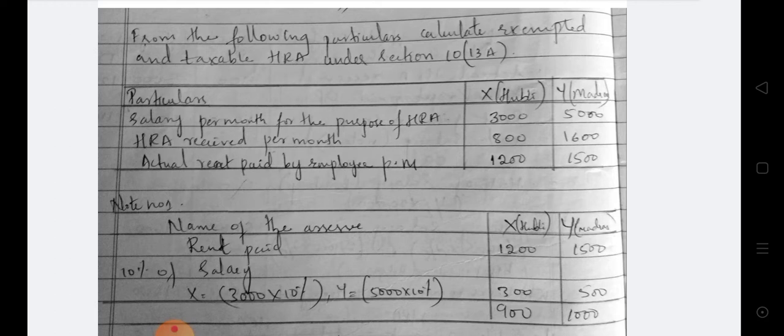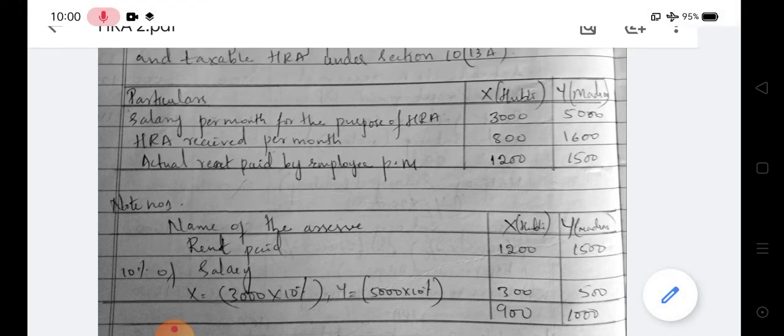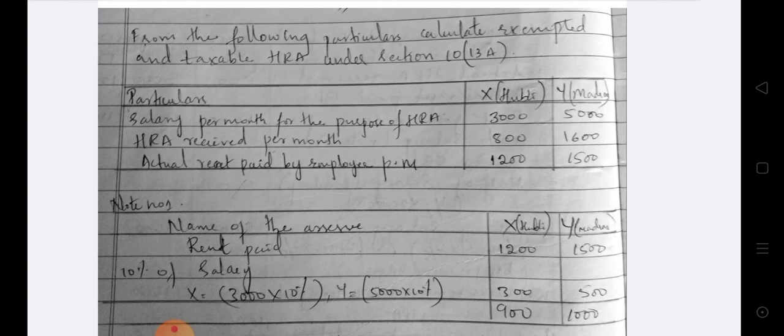Firstly, what we have to calculate, as we had discussed previously, is the rent paid in excess of 10% of salary. In this case we need not calculate the salary separately. For the calculation of HRA, salary includes what? Basic salary and DA. In this case there is no basic salary and no DA given in the question. They have directly given the salary per month.